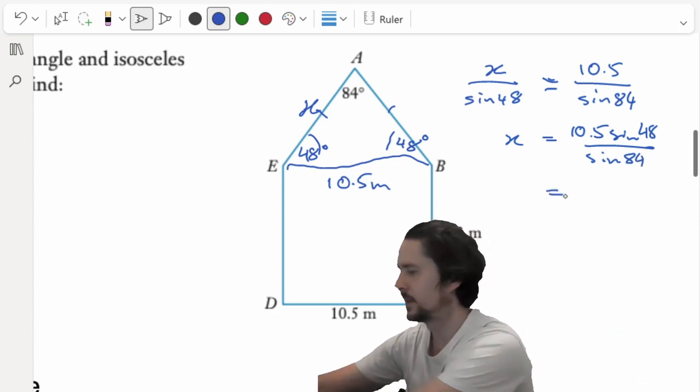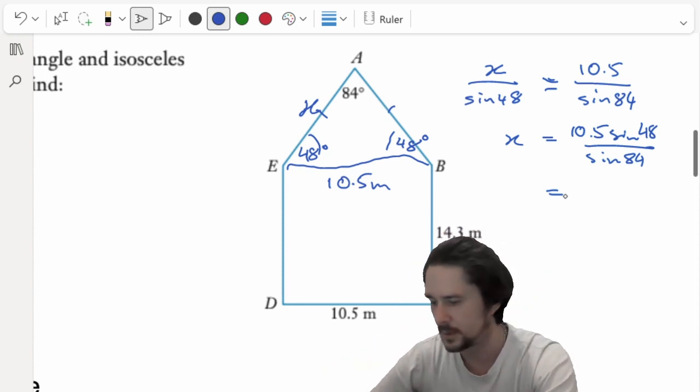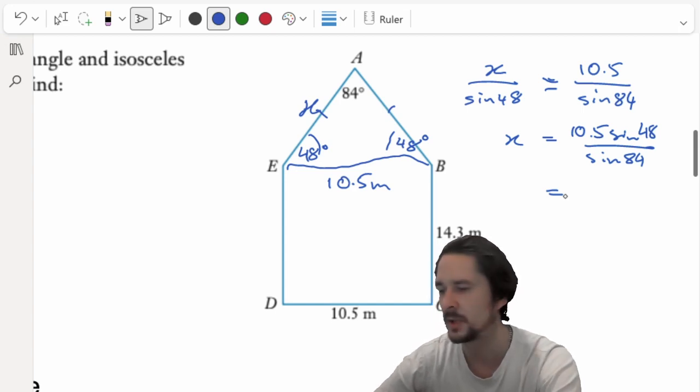Let me grab my calculator. It's under a couple things. Okay, 10.5 sine 48. Yes, my calculator's in degrees, always got to check. Divided by sine 84.